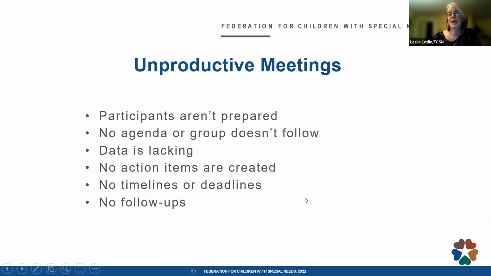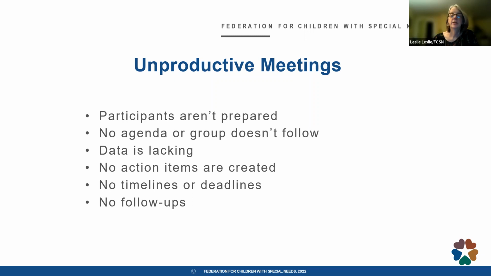Because we've all been to those unproductive meetings where the participants or the leaders aren't prepared. It's very difficult to have a meeting without an agenda. It doesn't give people notice of what discussion is going to happen at a meeting. So a meeting without an agenda could sometimes be a train wreck. Often there's not enough information, or the data is lacking, so it's hard for the participants to even participate and process some of the decisions because they don't have the information.